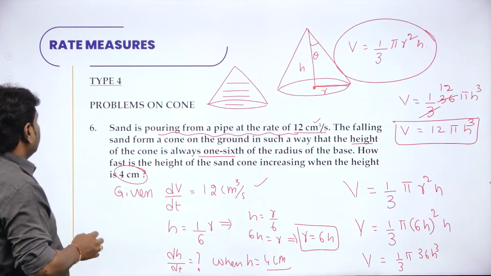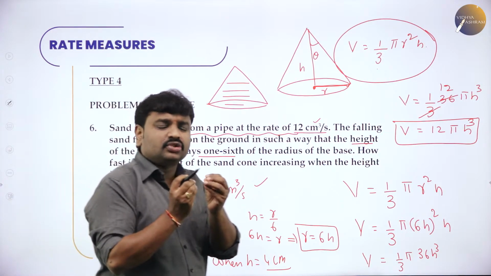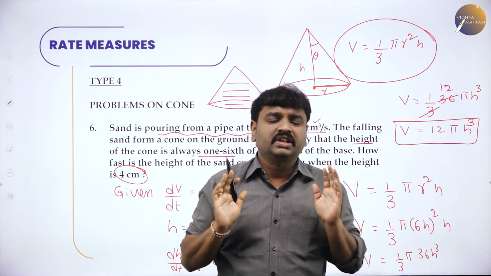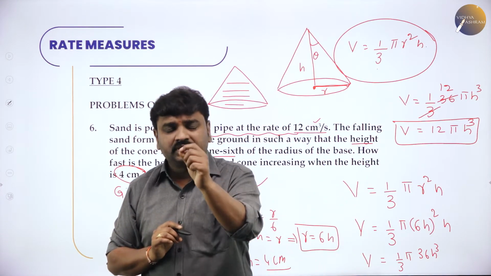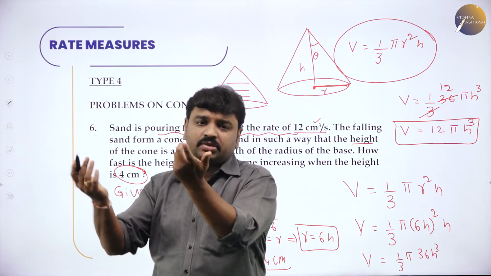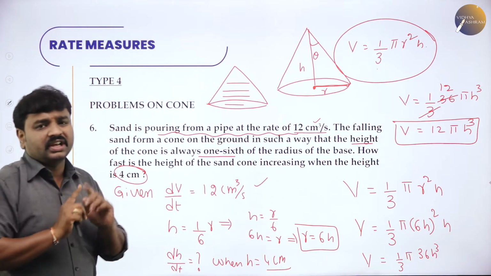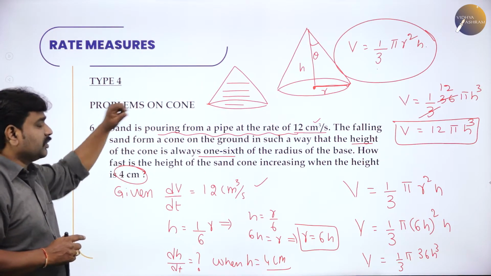So when you read the problem, rate measures, differentiation is very easy. Only h cube we differentiate. What is the derivative of h cube? 3 into h power 3 minus 1 into dh by dt. So differentiation is in one line, but the remaining is mensuration.